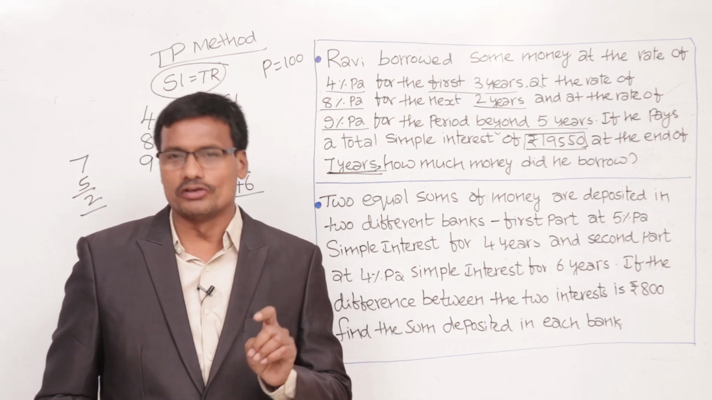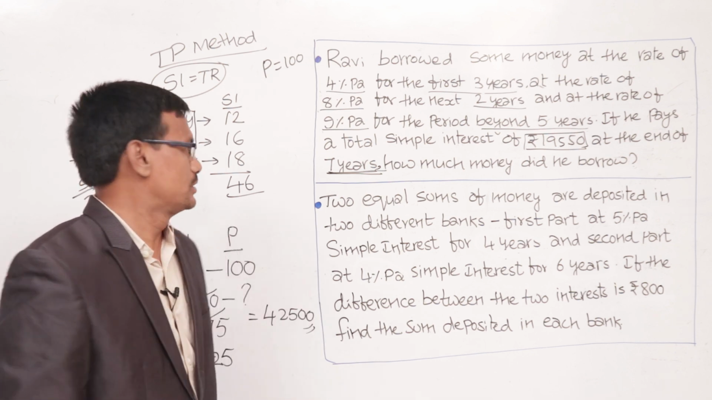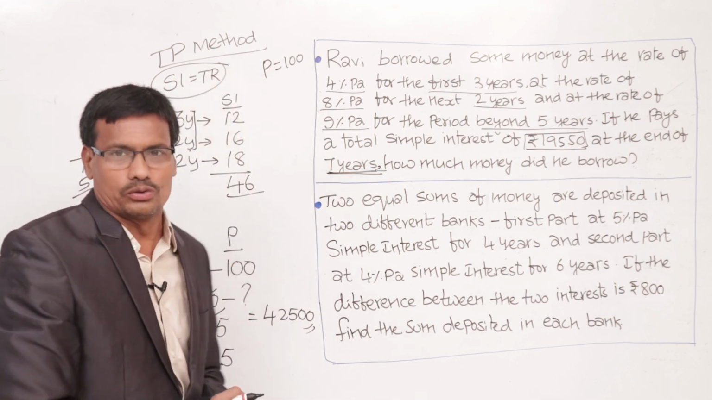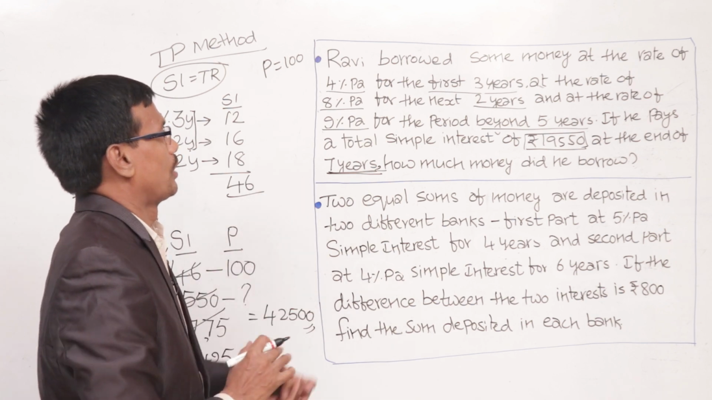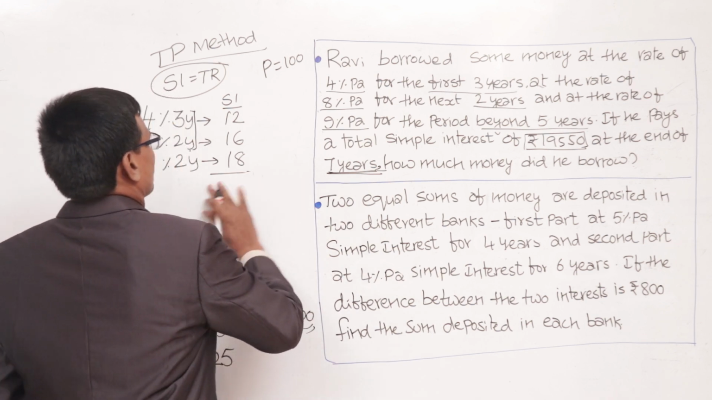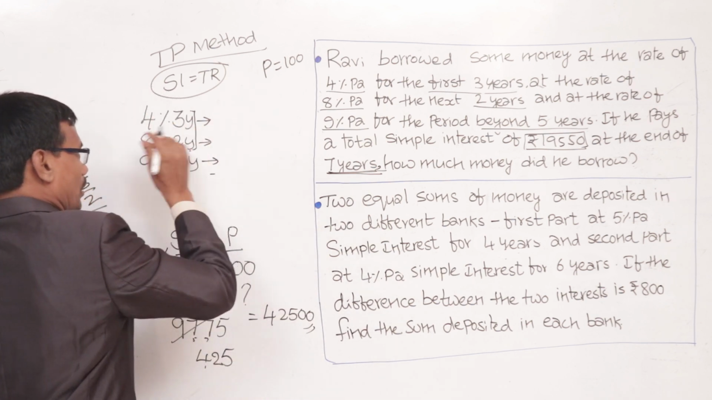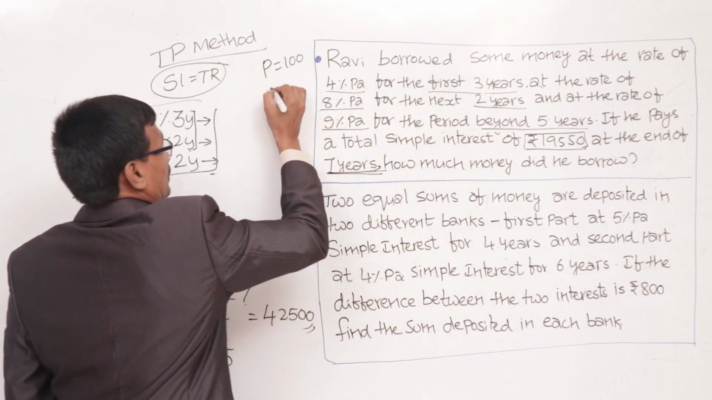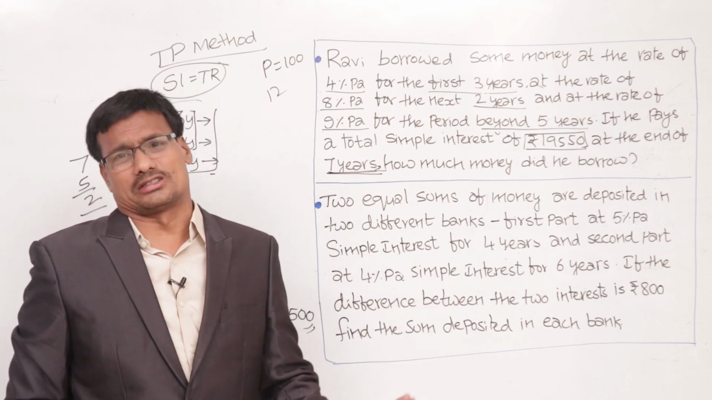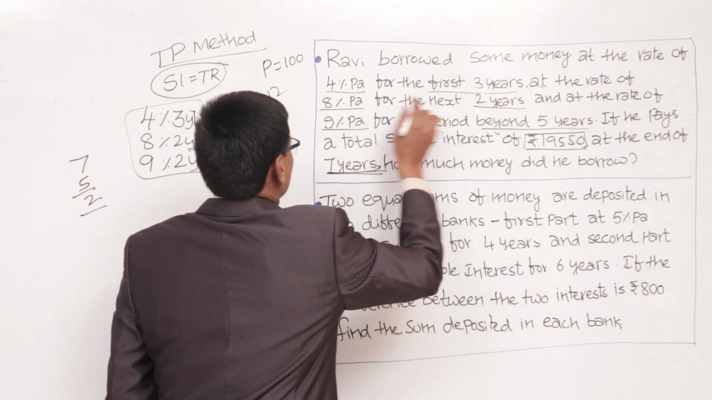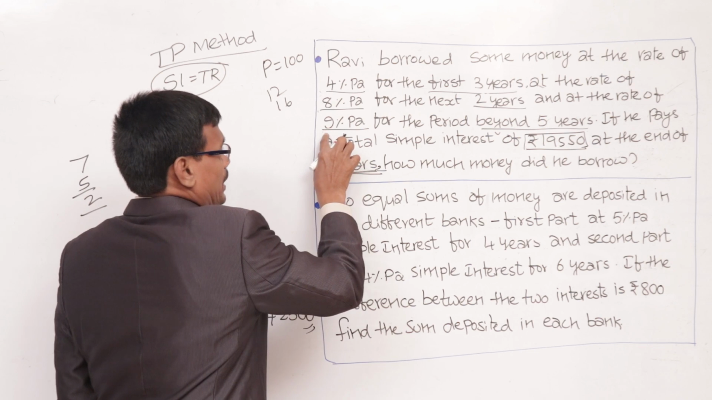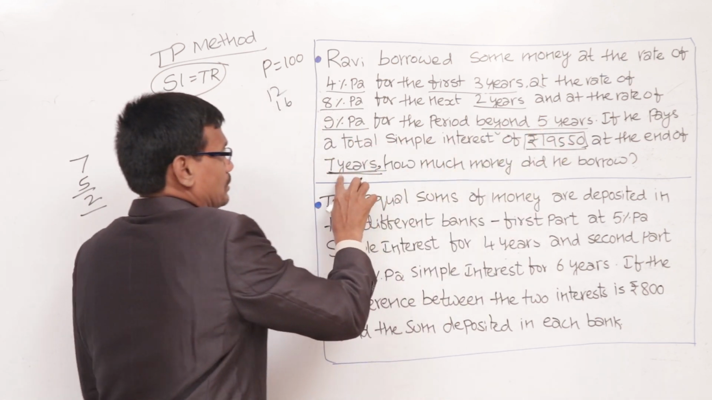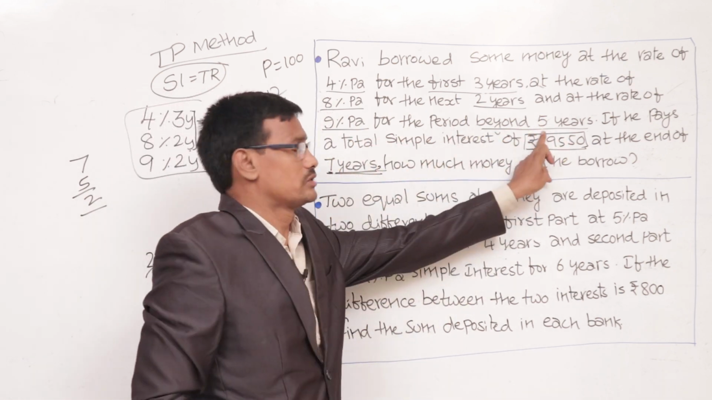So remember, in future, by taking practice, all these are no need to do. So directly we can solve. How can we solve? See here. Without writing all these items we can solve. 4 3s, so much? 12. If possible keep it in mind. Then 8 2s, so much? 16. Then 9, beyond 5, totally 7 years, so 7 minus 5 is equal to 2.